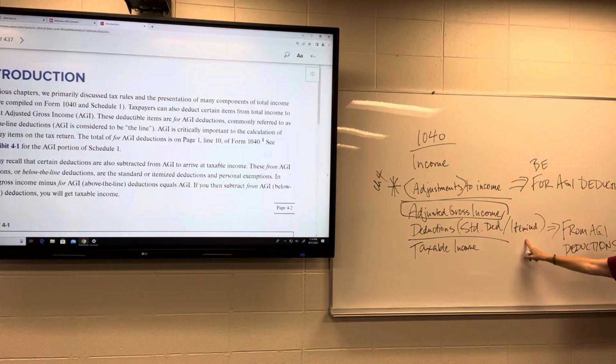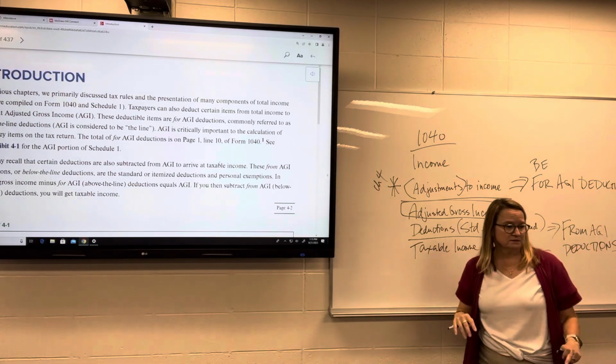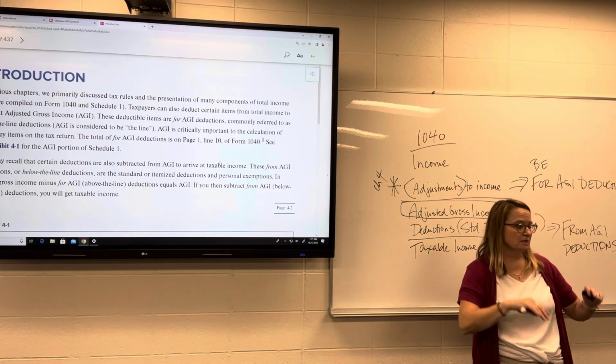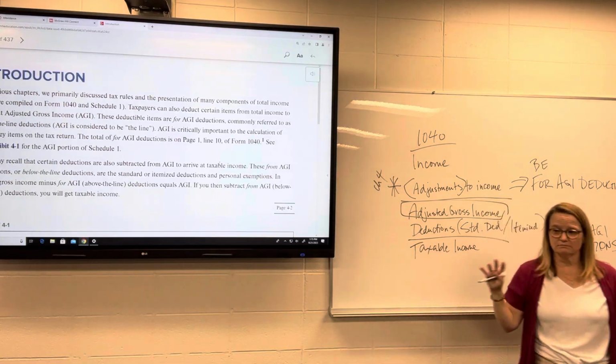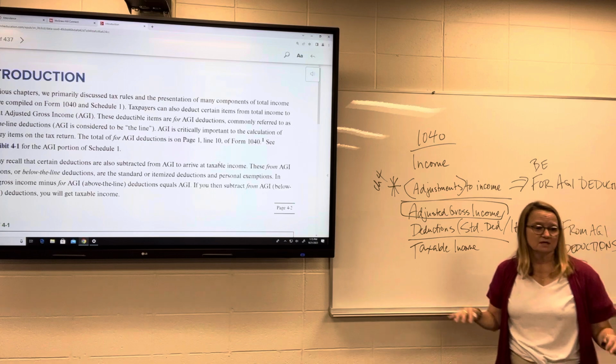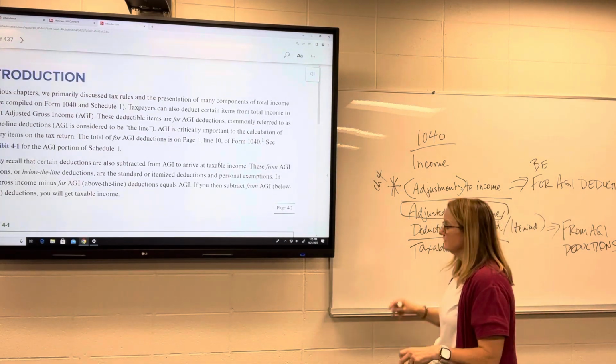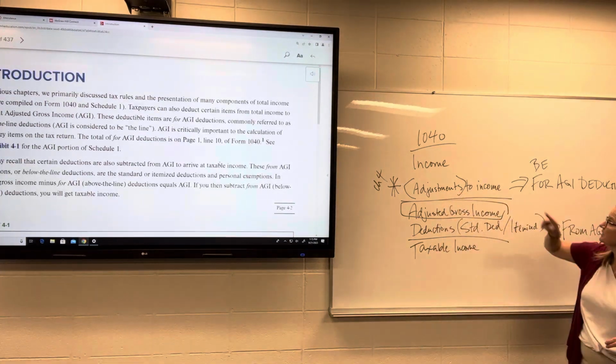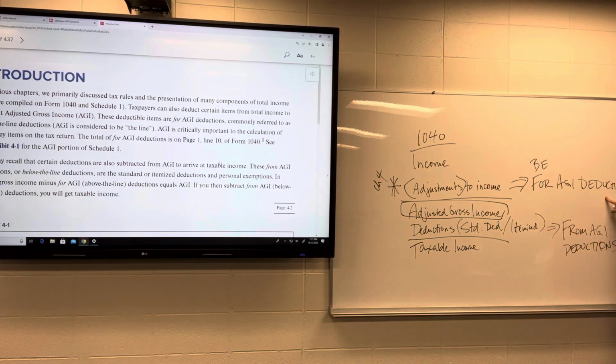These deductions, although they're valuable, don't do anything to AGI. They don't have any effect on our adjusted gross income, so therefore these deductions aren't going to affect our child tax credit amount, or our dependent care credit amount. It's not going to do anything to affect our taxable Social Security benefits. It has no effect on that. But these ones here, the for AGI deductions, do have an effect.